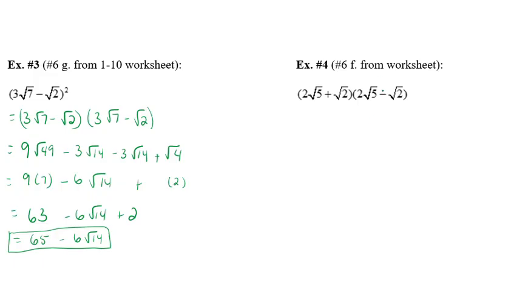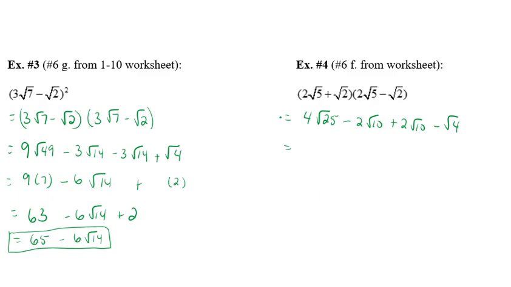Our last example is somewhat similar to the last two. We've got a binomial times a binomial. You will see that this one ends up being a special case by the time we're done it though. So 2 root 5 times 2 root 5 is going to give us 4 root 25. 2 root 5 times root 2 is going to give us 2 root 10. 2 root 5 times root 2 again is going to give us 2 root 10, but this time it's positive. And root 2 times root 2 is going to give us root 4.